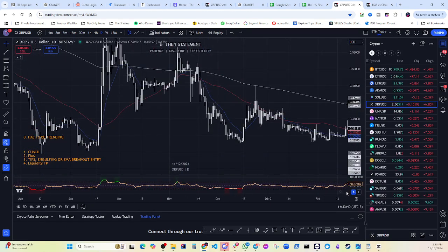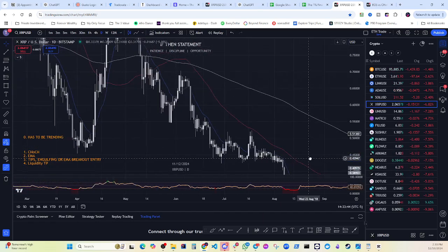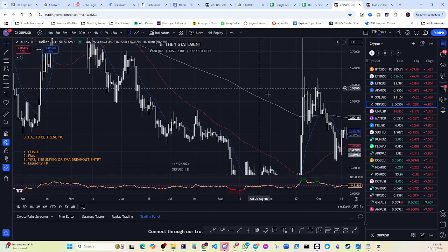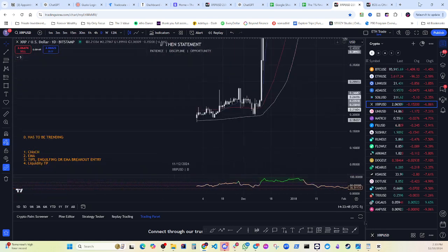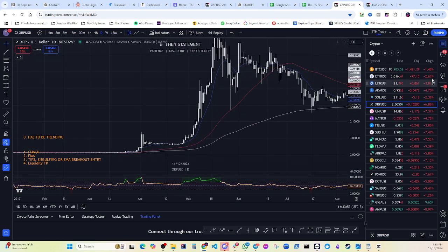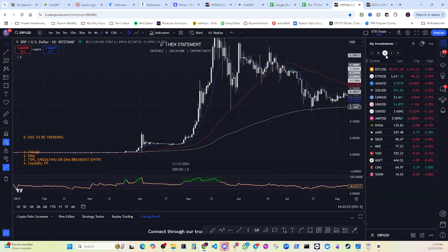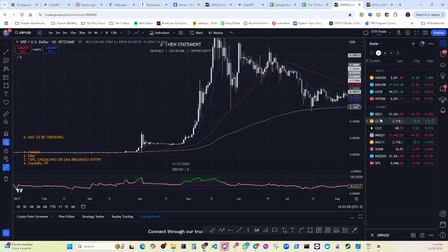I'm looking for a break and retest and then change of character to the upside. That's disgusting. The 200 is not where it needs to be. Anyways, trying to find it really, oh, that's XRP. That's fine. Let's look for gold. Gold. Okay.